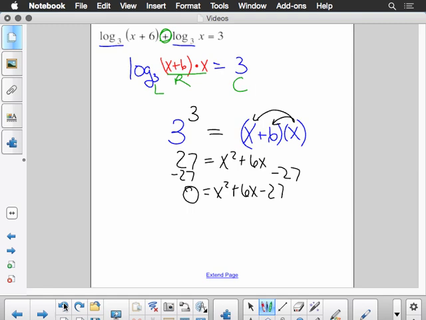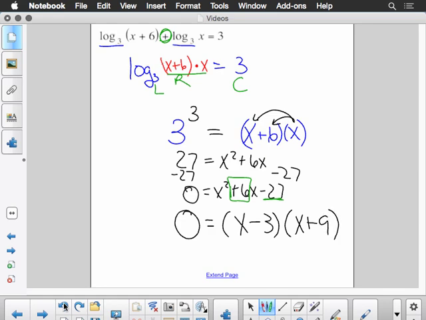So now I need to ask myself for two numbers that when I multiply them, I get negative 27, and when I add them, I get this positive 6 right here. If you're thinking along with me, you're going to do a positive 9 and a negative 3. Because we have a 1 in front of our x squared, we can go straight to our nice little shortcut. So 0 equals x minus 3 and x plus 9.